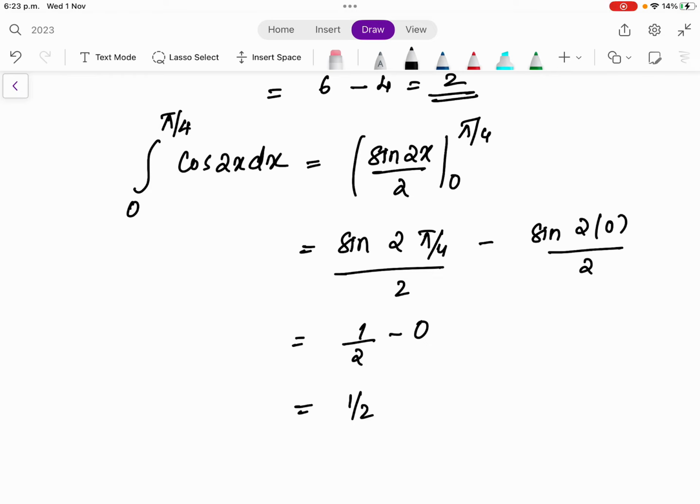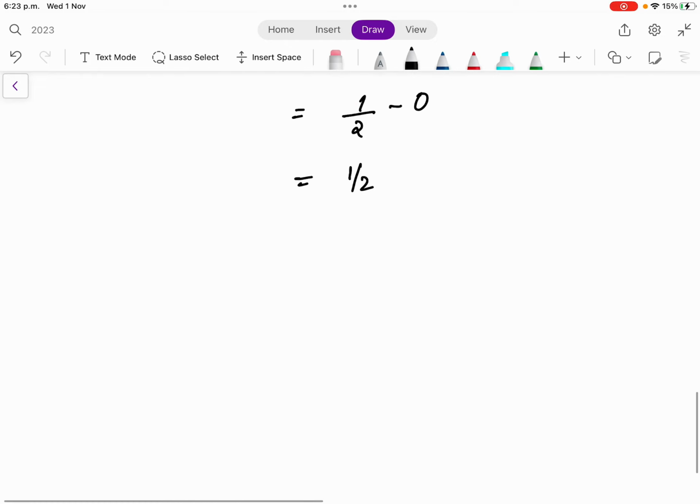When you are putting this into the calculator, remember that you need to put a bracket here, and also you need to put a multiplication sign over here, otherwise you will not get the value correctly. Also, it should be in radians. These are the two things you have to note when putting this in the calculator.